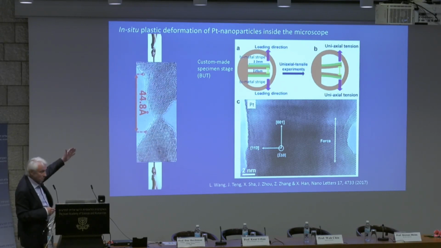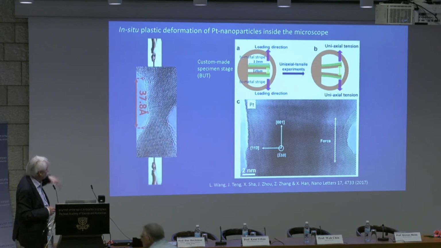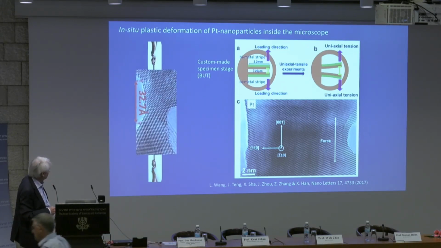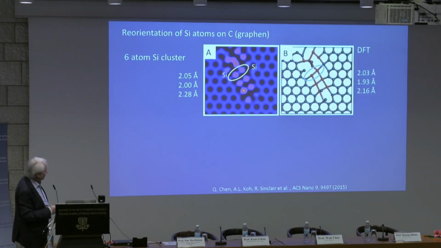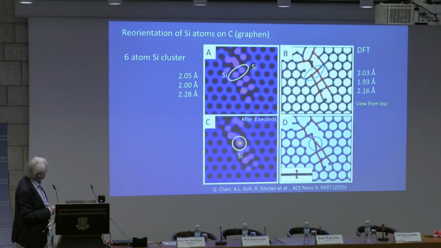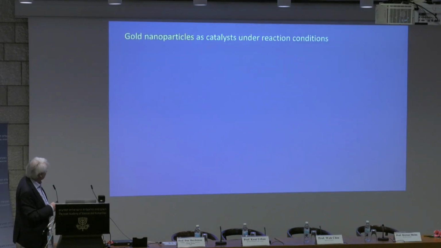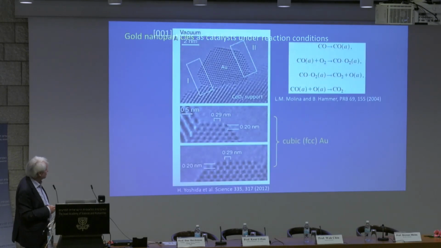We can also do plastic deformation experiments, just to show you this nice picture here. And then we can study, for instance, a silicon atom cluster on graphene. No time to go into detail. I want to go to the last example here. And this is gold nanoparticles as catalysts under reaction conditions.